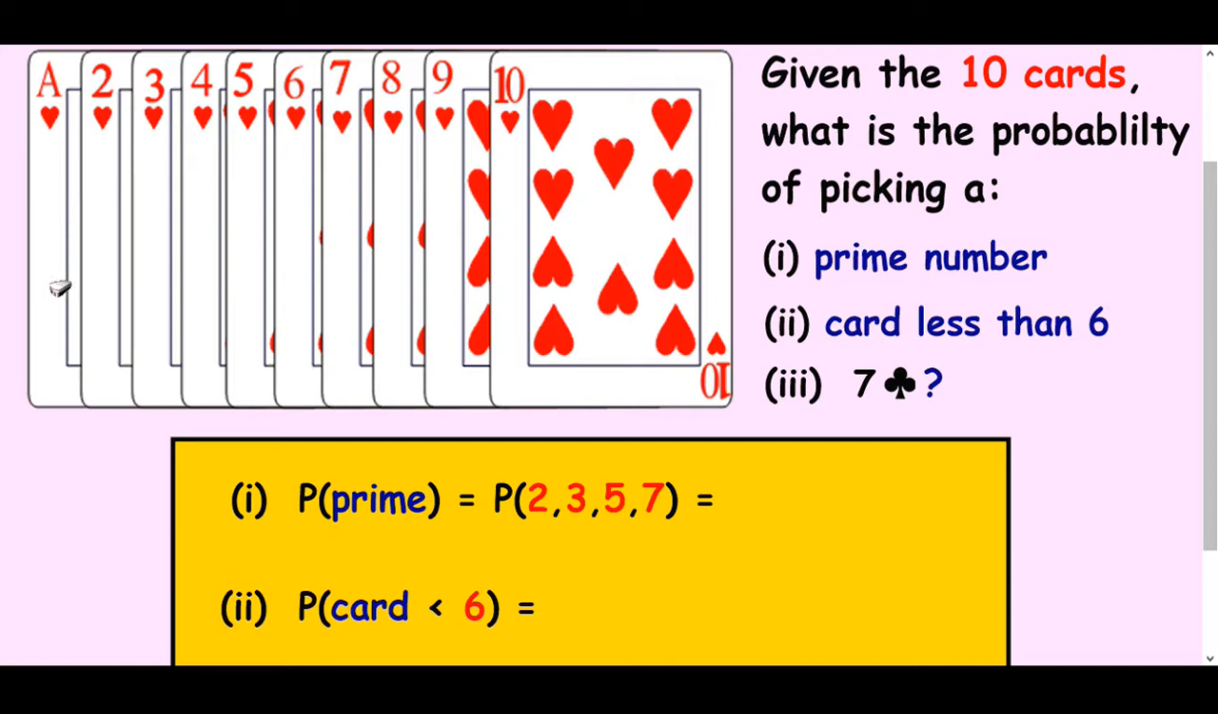1 is not a prime number because the factors are the same. So how many prime numbers are there? There's 4, out of a total of 10. And again, we would try and simplify that down if we could to 2 over 5.